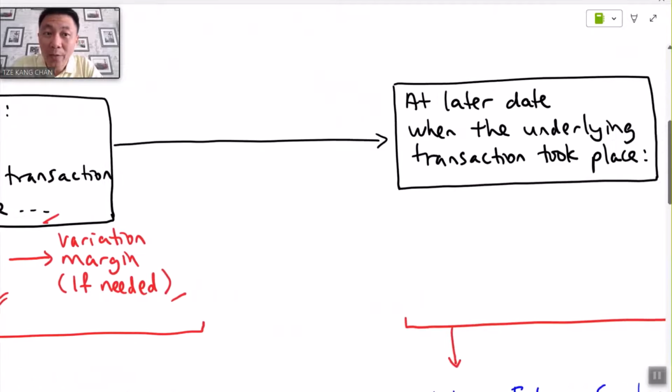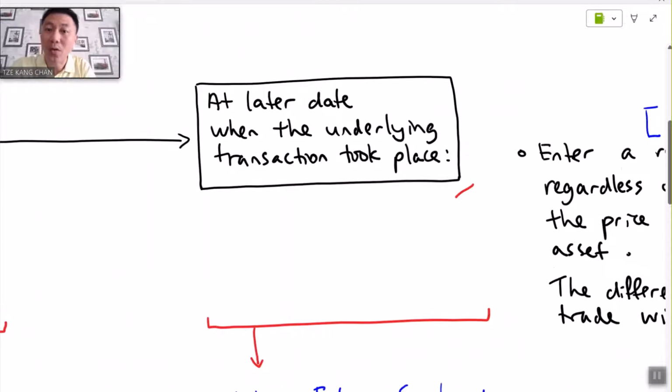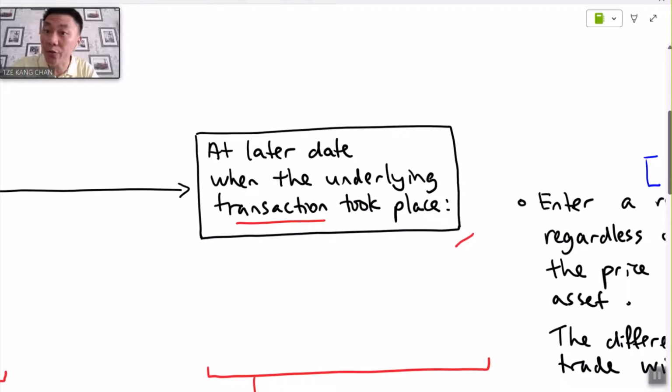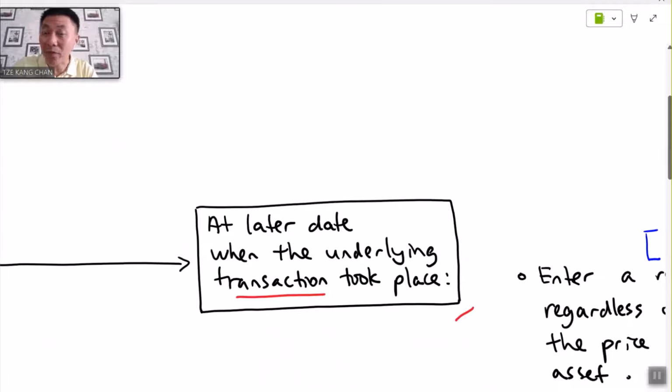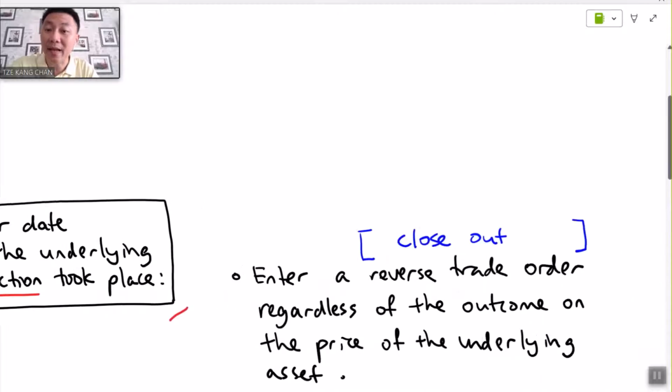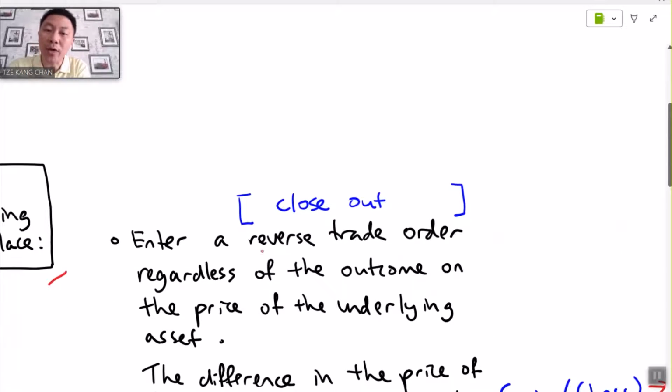These processes will carry on up to the later date when the underlying transactions finally take place, either referring to foreign currency transactions, where the actual payment or actual receipt in foreign currency materializes, or, alternatively, for interest rate, where the borrowing or the depositing starts taking place. That is the point at which the hedger would need to create and enter into a reverse trade order, named the closeout transaction, regardless of the outcome of prices of that particular underlying asset.